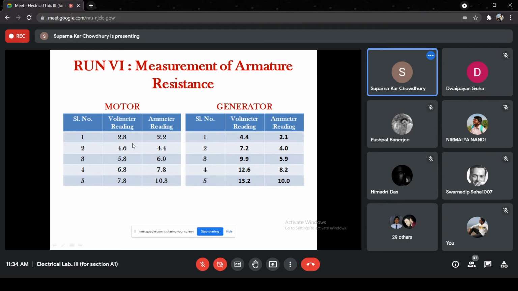The resistance will be this voltmeter reading divided by the ammeter reading. Now, if you calculate, you will see that the resistance decreases gradually. That always happens for any machine with brushes. For running condition, when the machine has been running for quite a long time and the temperature has increased, the brush resistance itself will decrease, because the brush is made of carbon, so it has a negative temperature coefficient.